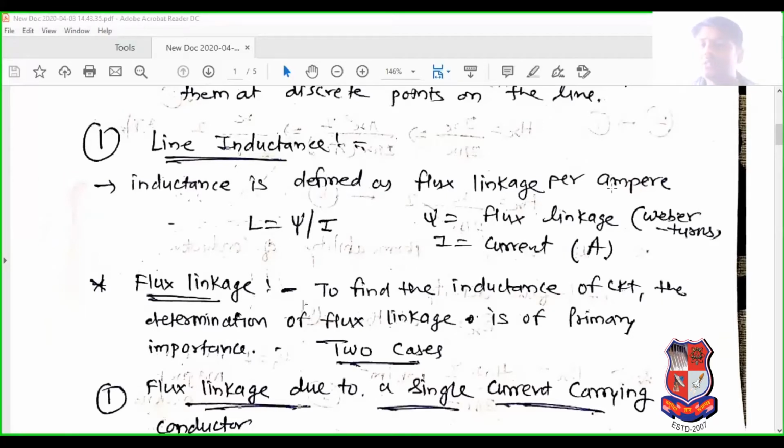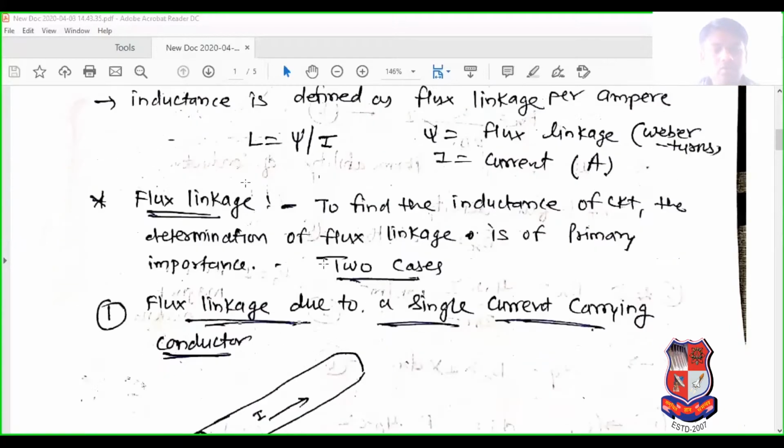What is psi? Psi is the flux linkage. The unit of this flux linkage is Weber-turns. What is I? I is the RMS value of the current, and the unit of this current is ampere. Mathematically, L equal to psi upon I shows that the self-inductance of an electrical circuit is numerically equal to the flux linkage of the circuit per unit of current. So our task is to calculate the flux linkage. To find the inductance of the circuit, the determination of the flux linkage is of primary importance.